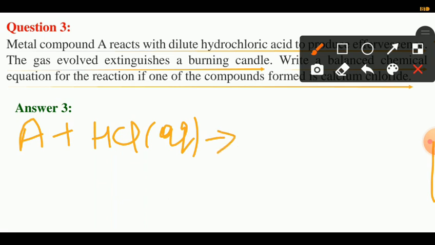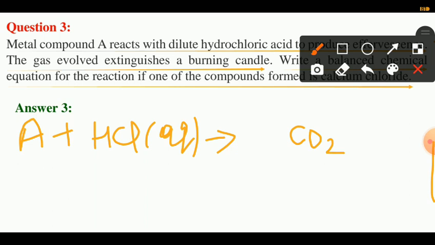Then it produces effervescence and the gas evolved extinguishes a burning candle. So it means one of the products, the gas evolved that extinguishes a burning candle, is carbon dioxide gas. Carbon dioxide is extinguishing the fire. We are using it to extinguish fire. So one of the products is carbon dioxide.